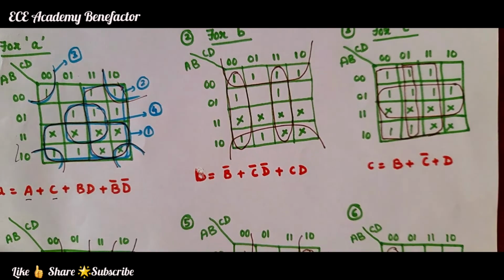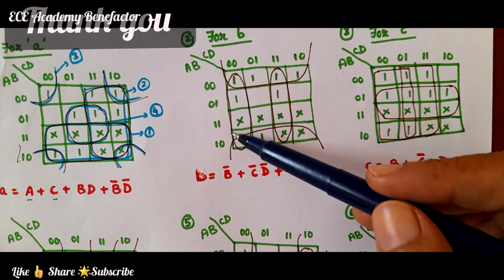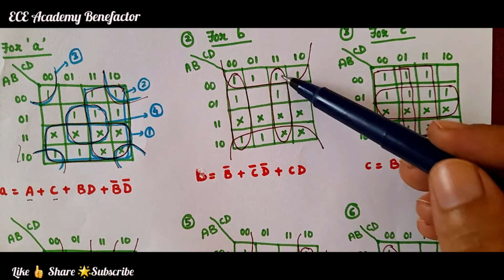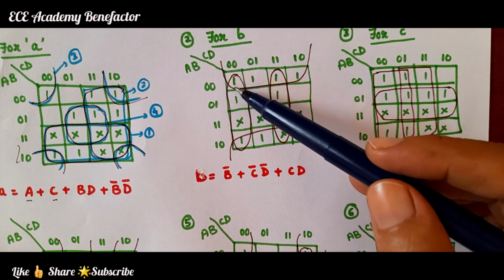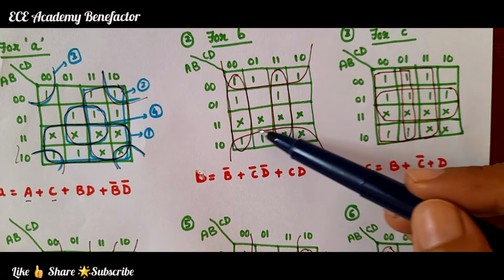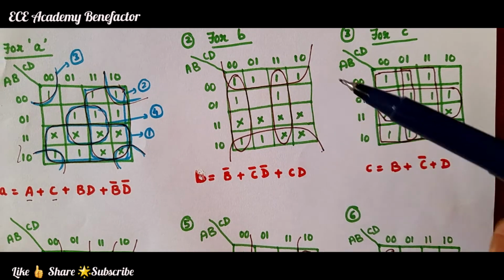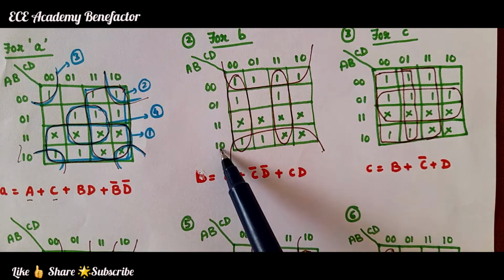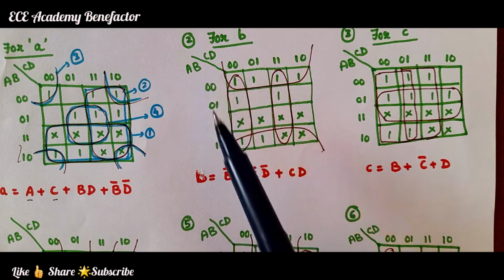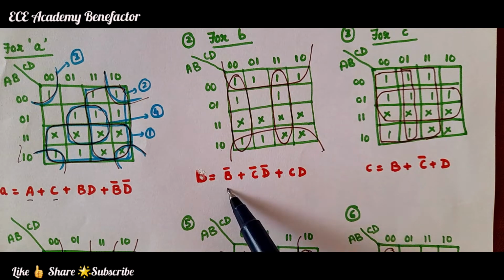Coming to the B segment, we have 2 quads and there is one octet also. So, 1 octet and 2 quads. For this octet, what is common in these 2 rows? 0 is common, and 0 is B bar. So, for this overlapping octet, we get the term B bar.